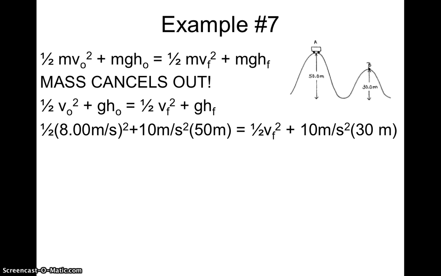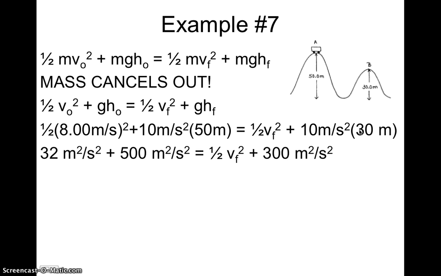We're going to plug all our numbers in. We have 1/2 times 8 meters per second, squared. That is the original speed of the cart at the top here. 10 meters per second squared is gravity, and 50 is the height of this first hill. The final speed is what we're trying to find out at this point, so we've got to use the 30 meters for that second hill.